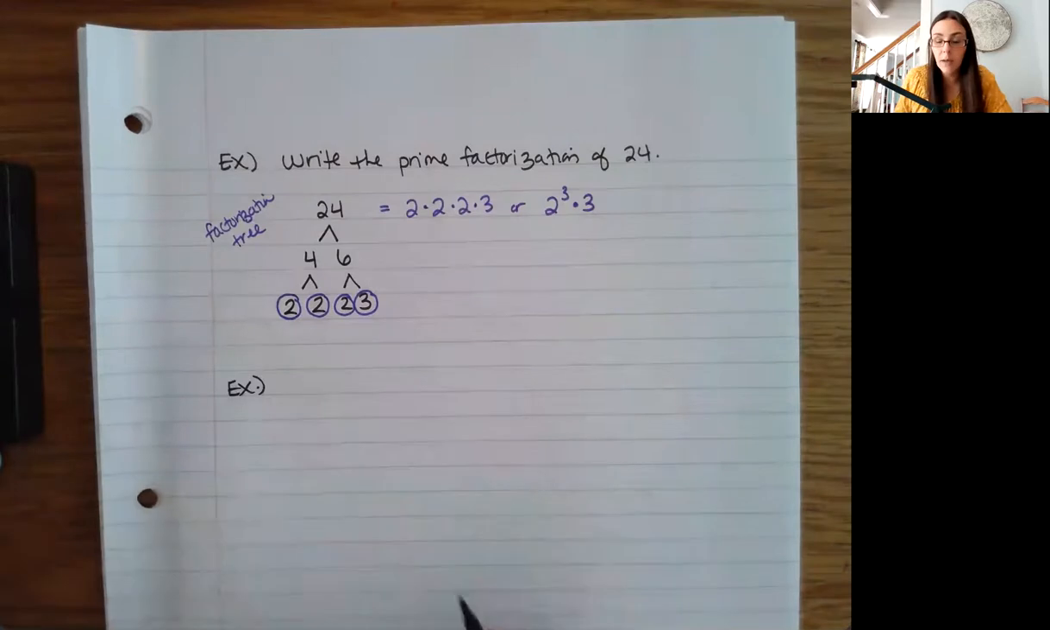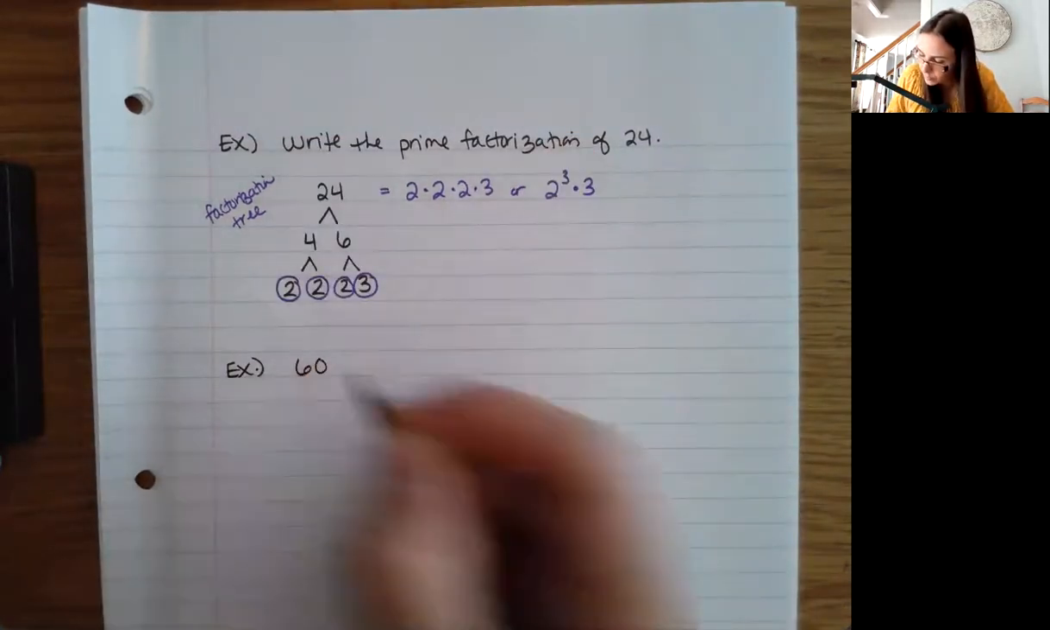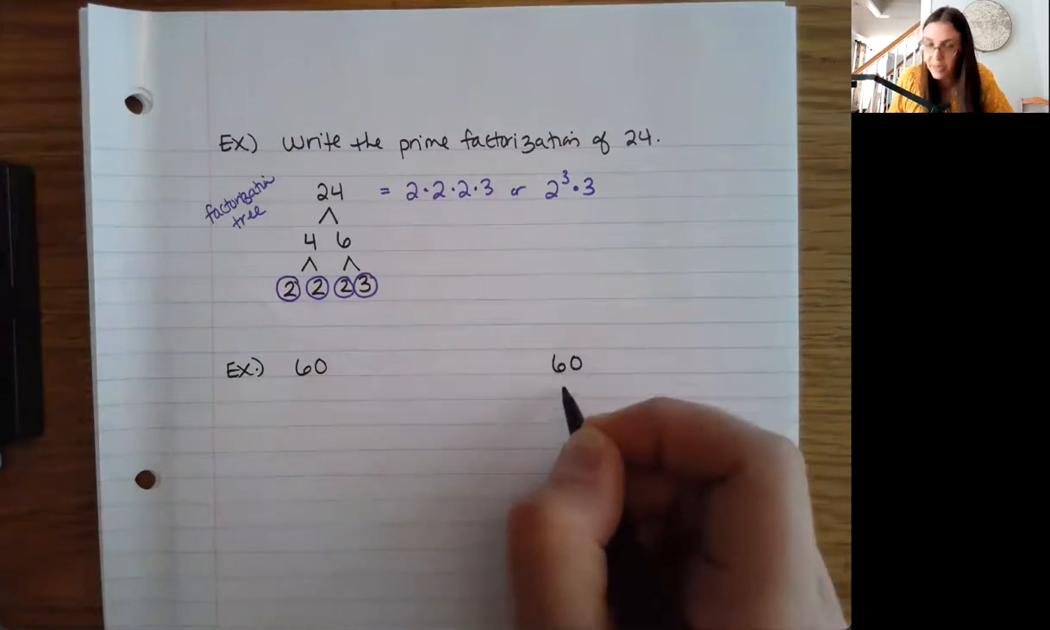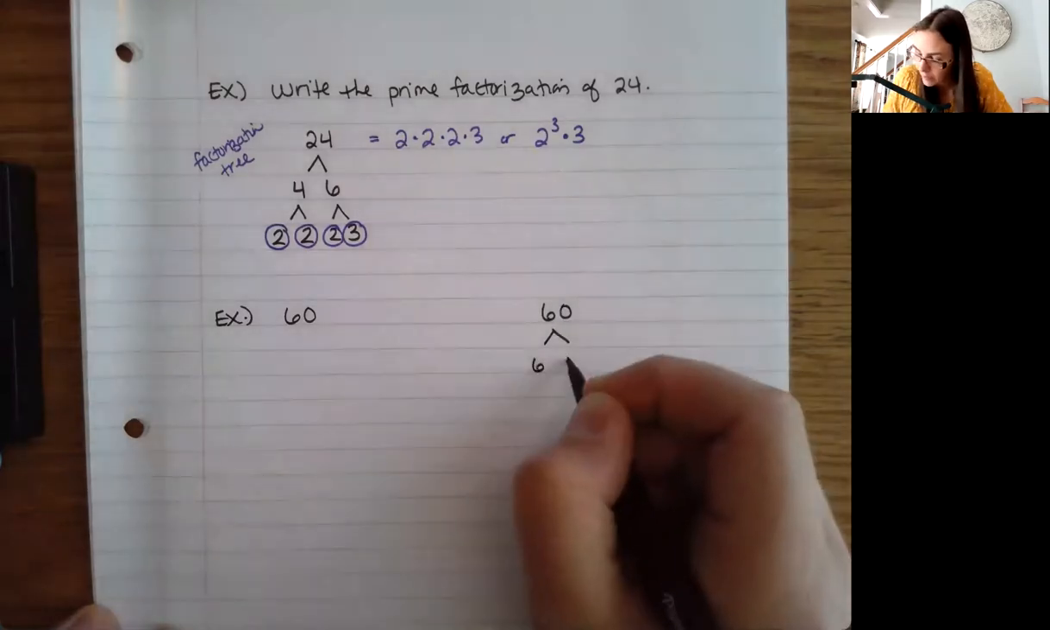Okay, let's do another one. I'm going to do the same question. This time do 60. So I'm going to take that 60 and break it down into a factor pair. It doesn't matter which one you pick, you'll get the same answer whether you start with one factor pair or another one. So I'm going to use 6 times 10 here. And then I'm going to keep going.